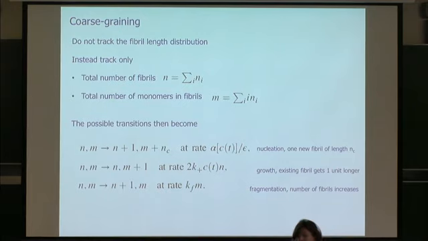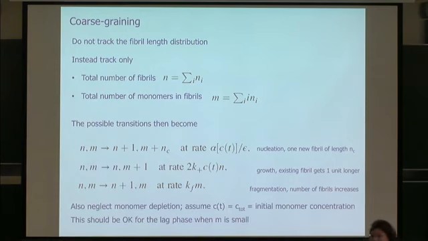Yeah? The last one, if it is proportional to the average length of the fibril, shouldn't it be m divided by n? No, it's not proportional to the average length, it's proportional to the total length. Because the number of places that you can fragment. And everything, right? Yeah.